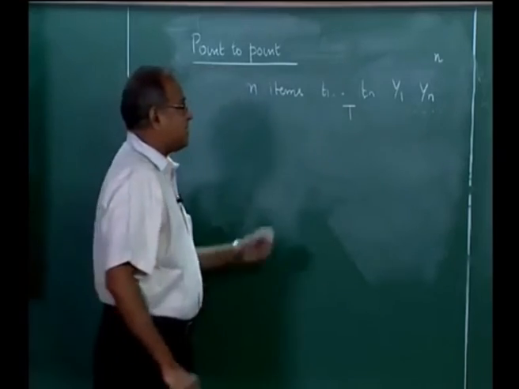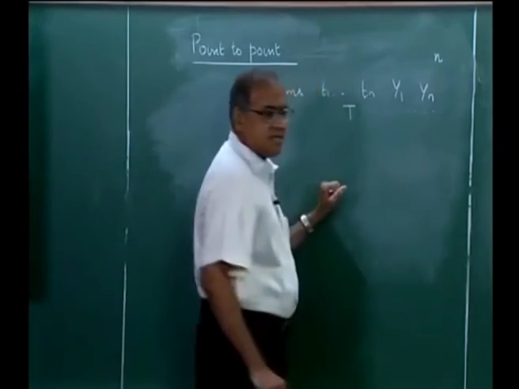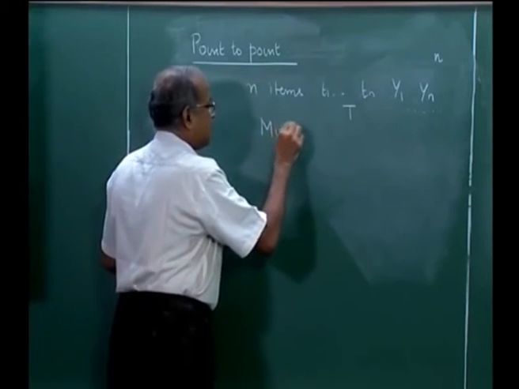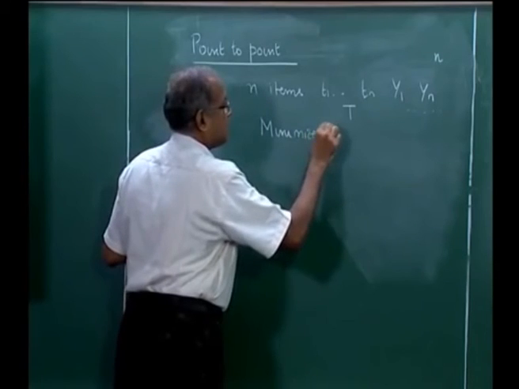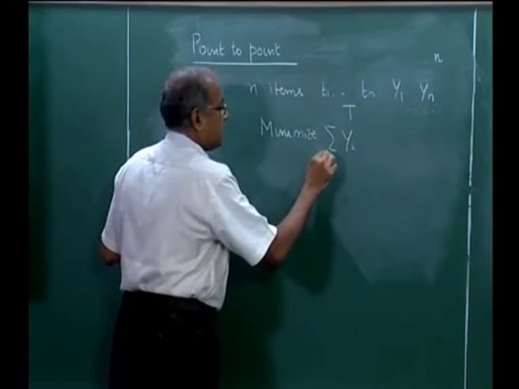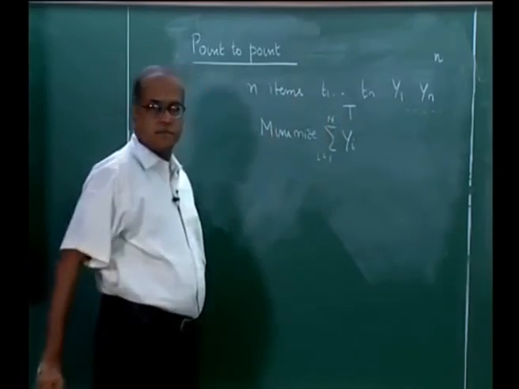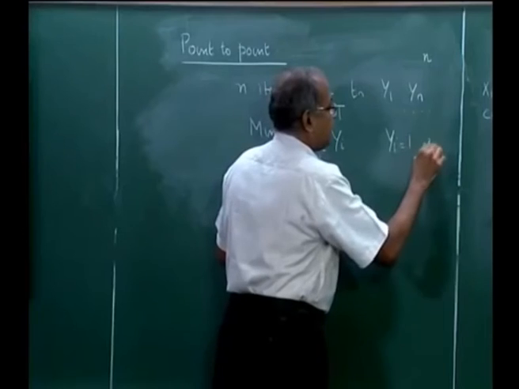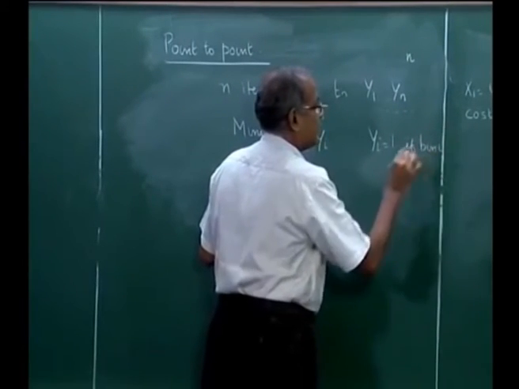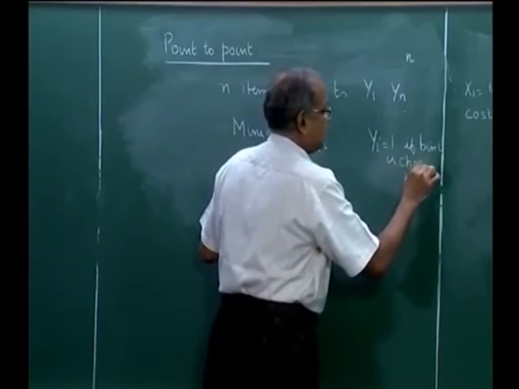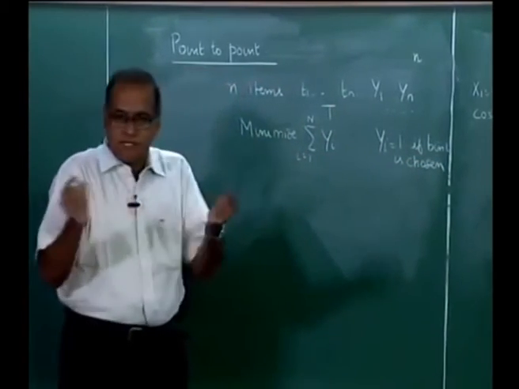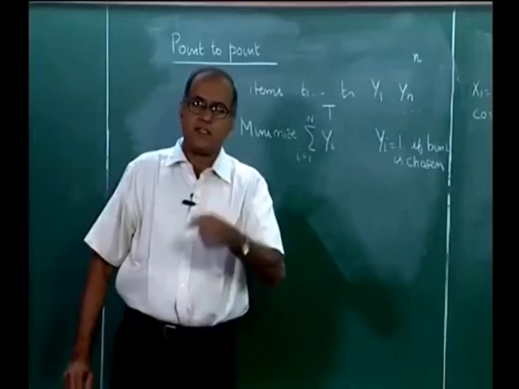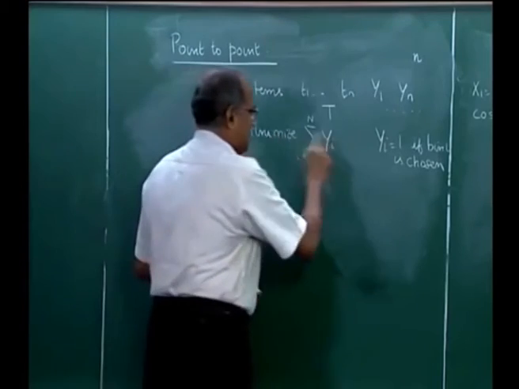So, what we do is, we assume right now that we have n bins, and then try to minimize the number of bins. So, we would say minimize sigma yi, i equal to 1 to n, where yi equal to 1 if bin i is chosen. By minimizing the sum of the yi, I essentially try and minimize the number of bins that I choose. So, the objective function would be this.